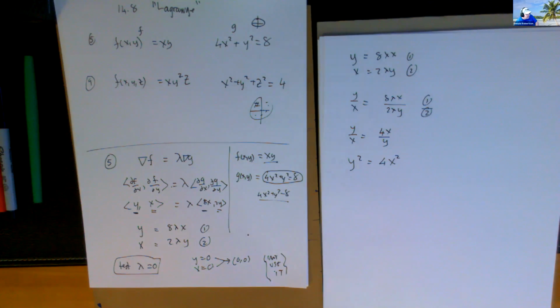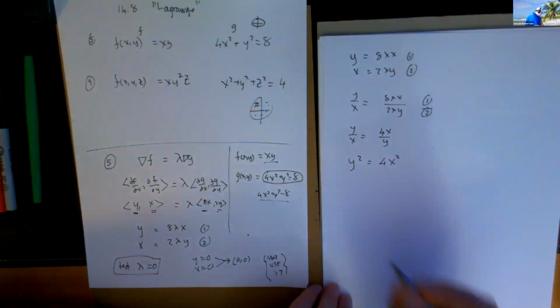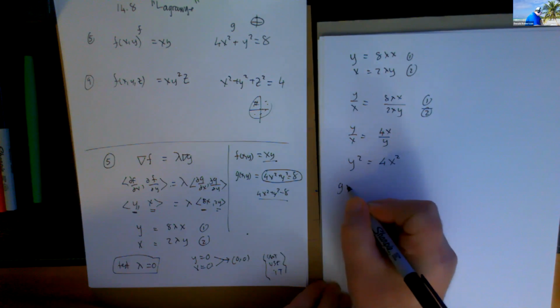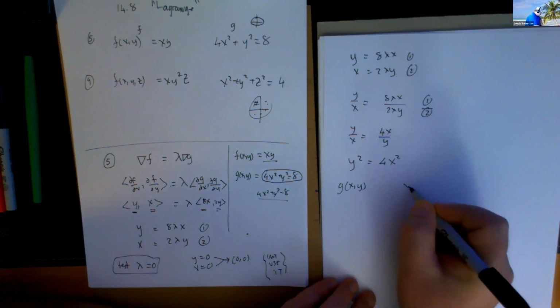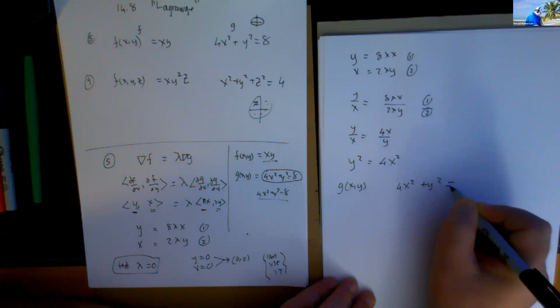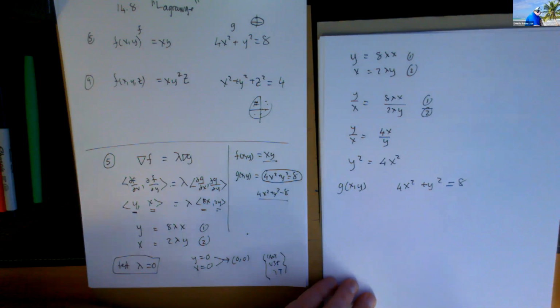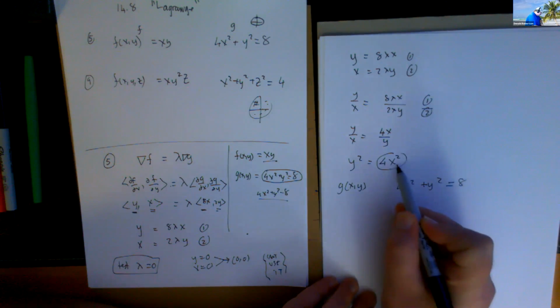I'm after some type of relationship where I can write y in terms of x or x in terms of y. I don't care how it happens. In this case, y squared is going to be the same thing as 4x squared. You then return to your g of xy formula. You know this guy that looks like this? Which in our case is the 4x squared, that guy, equals 8, right? Your constraint. But now I know that y squared can be replaced by 4x squared.